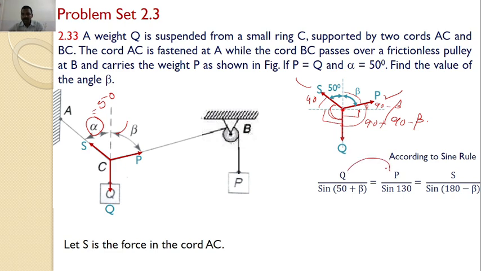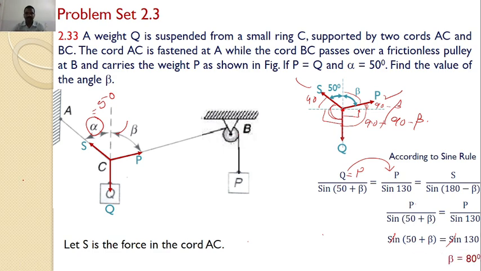Now take these two forces. Given that Q is equal to P, so you can write P divided by sine 50 plus beta is equal to P divided by sine 130. Since numerators are same, denominators must be same. Sine 50 plus beta is equal to sine 130. Hence, since sine gets cancelled, 50 plus beta is equal to 130, or beta is equal to 80 degrees.